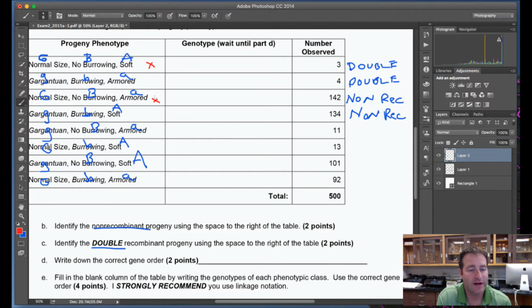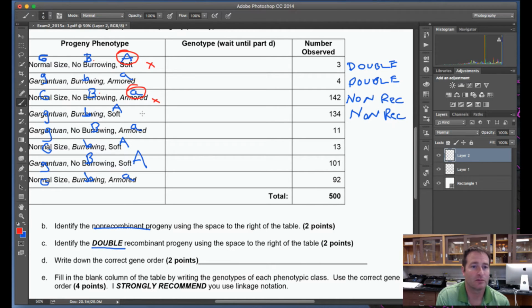It's generally advisable that you compare the two that are the most similar. So I've got big G, big B, little a, and big G, big B, big A. Okay? So this is a non-recombinant. This is a double recombinant. What's different here? Big G, those are the same. Big B, those are the same. Look at this. Big A, little a. That's how we know A is in the middle.